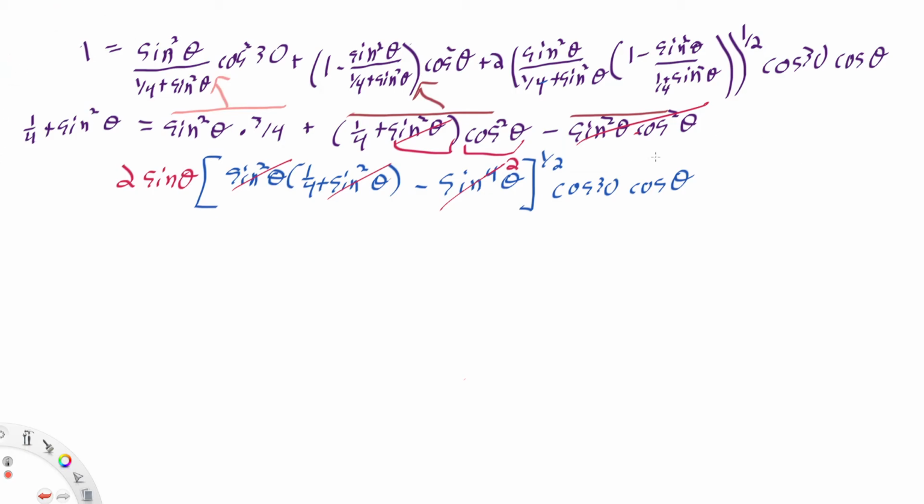All right. So now with these cancellations that we've done, let's write it down again. So we have on the left-hand side still 1/4 plus sine squared theta equals 3/4 of a sine squared theta plus 1/4 of a cosine squared theta plus, and then we will just have a sine theta, cosine theta, and a cosine of 30 is square root of 3/2.